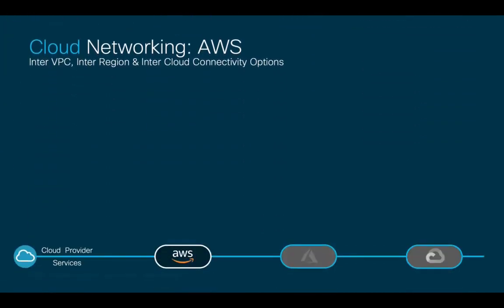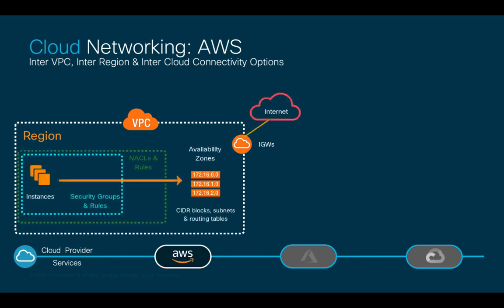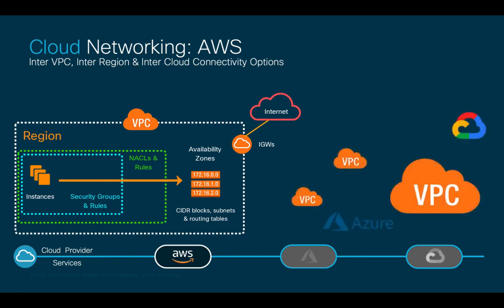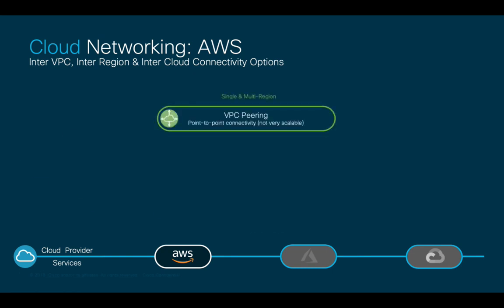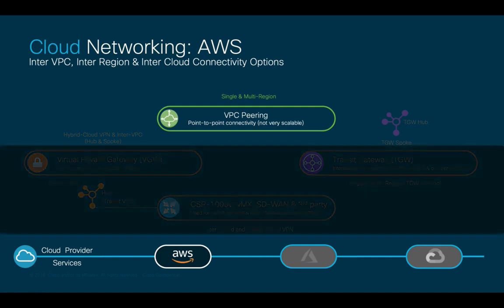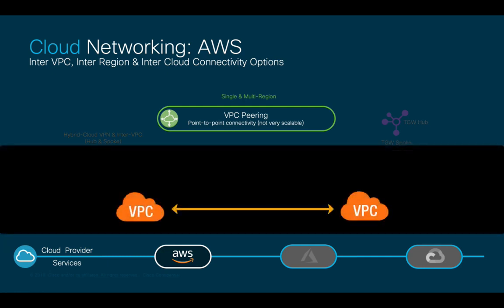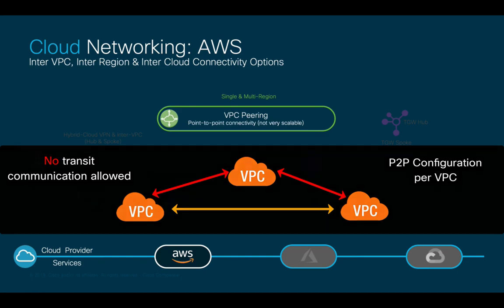We just covered an overview on how communication works for a single region and VPC in AWS. But what if we needed multiple VPCs, regions, and clouds to communicate? Or even if we needed to provide connectivity from our on-prem environment to different clouds? Going back to AWS as our reference for this chapter, there are multiple options we can use. The first one is VPC Peering, which may be useful for single and multi-region inter-VPC connectivity. However, it does not support transit communication and requires point-to-point configuration, making it hard to scale and manage.